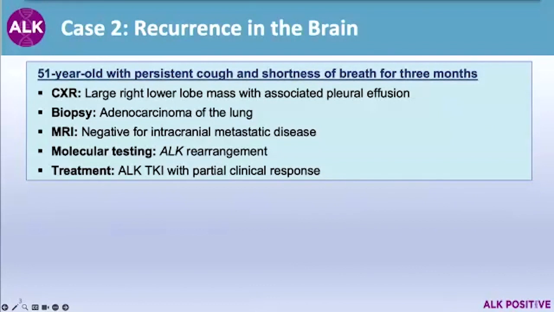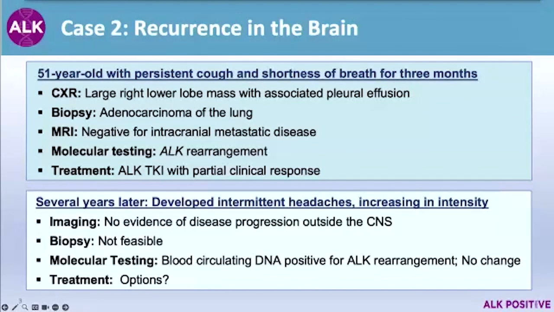So just like the other one, put on an ALK TKI and had a very nice, in this case, partial response. But then unfortunately, several years later, the patient comes back with intermittent headaches of increasing intensity. Imaging reveals disease progression, no disease progression outside the central nervous system. The biopsy isn't feasible in this setting. Tumor mutation, blood circulating DNA is positive for the ALK rearrangement with no obvious changes. We've heard that's 30% of the time it could miss it. So now in this setting of isolated brain recurrence, what options do you see, Jess?